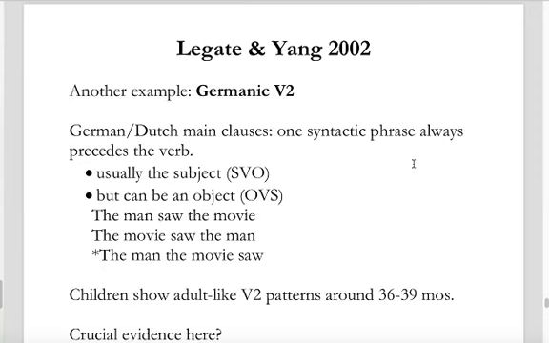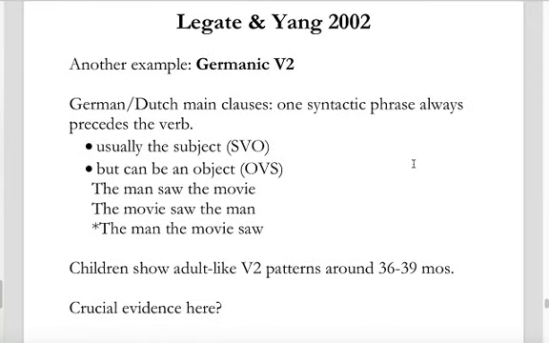Here's another case that Legate and Yang go through. And this is the example of so-called V2 phenomena in Germanic languages. So for instance, in German and Dutch, this works slightly different in every Germanic language, but German would be the paradigm case here. What you find in simple declarative sentences is that one syntactic phrase always precedes the verb, but there's a fair bit of freedom over which phrase it is, right? So it's usually the subject. That would give you the same word order as in English, right? The man saw the movie.